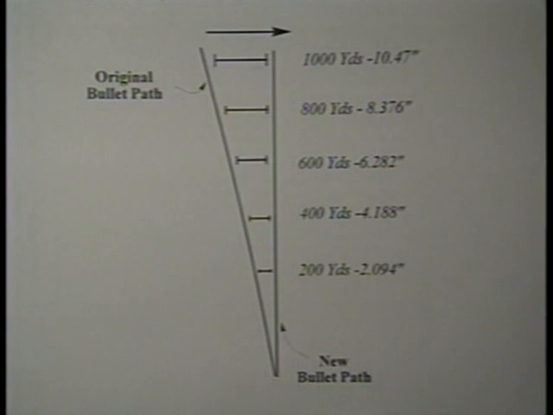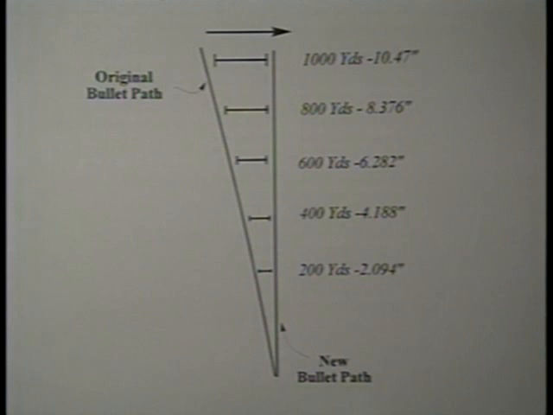We look at it simply: at 200 yards, bullet impact is going to change about 2 inches, at 400 about 4 inches, at 600 about 6 inches. To get out to 1,000, we're getting closer to 10.5 inches. Again, for all intents and purposes, 1 minute of angle is basically an inch. It's an easy way to remember it.